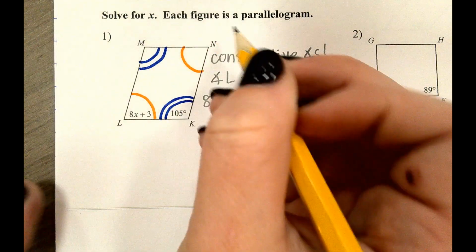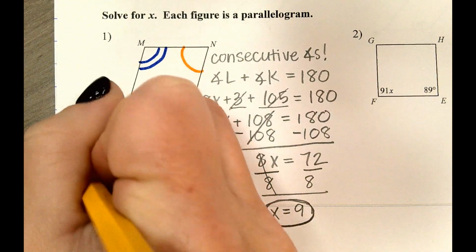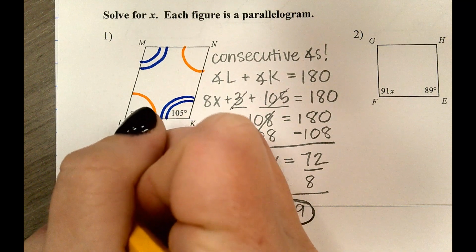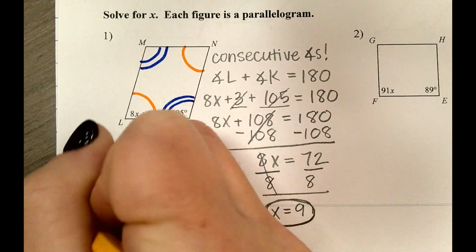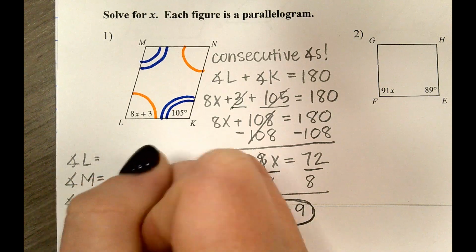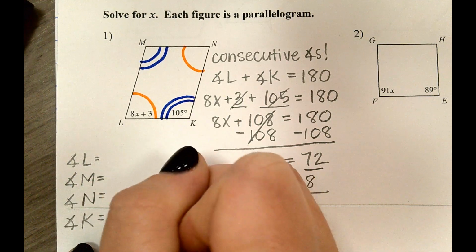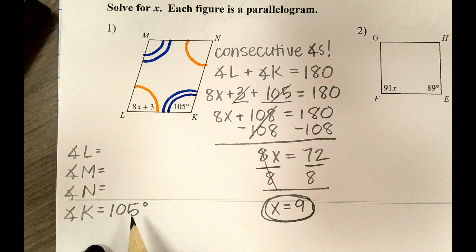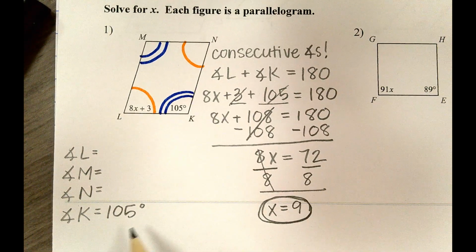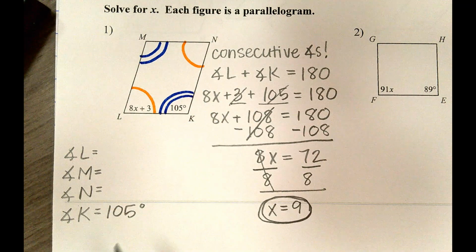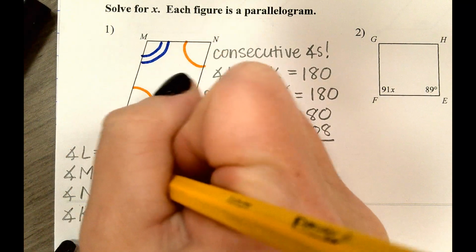We have L, M, N, and K. I mean, do we really have to solve, because they're across from each other? Yeah, so we don't really have to solve for at least angle M. I'm just gonna write these here. Angle K is 105 because that was given to me. And what other angle is 105? Even across, angle M. So let's write that.